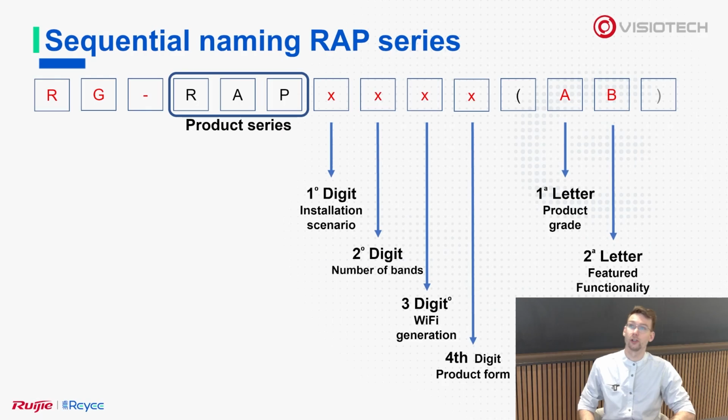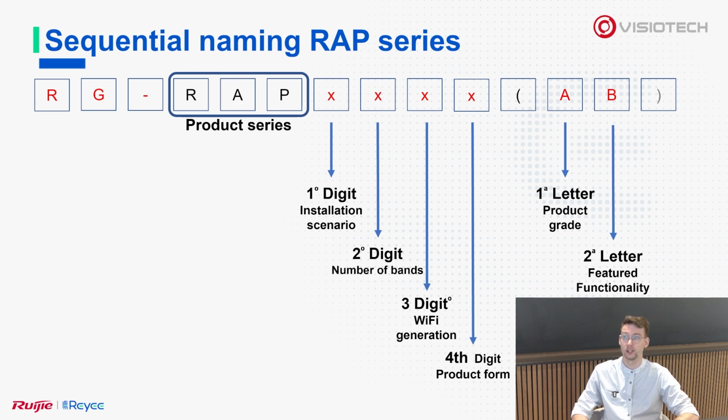So first up, we're going to talk about the naming of the Reyee access points. So this is what it actually says. The RAP is the series access point, so it already says in its name. The first two letters obviously are the brand itself, Reyee. Then we have the access points, which is the product series. And then we have 4 digits, which give us an idea what type of access point it is.